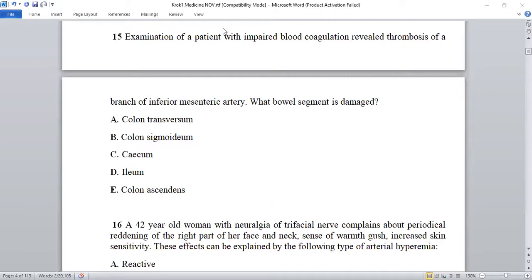Examination of a patient with impaired blood coagulation revealed thrombosis of a branch of the inferior mesenteric artery. What bowel segment is damaged? Okay, so you see, basically the answer you know, but I believe that even when you know the anatomy, there is no problem going over it again, right?